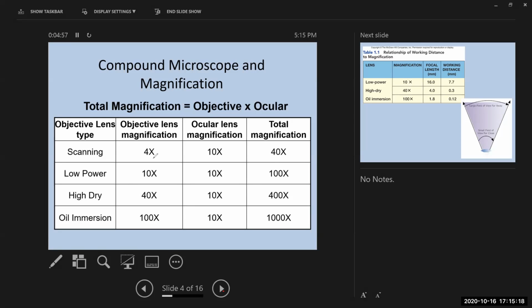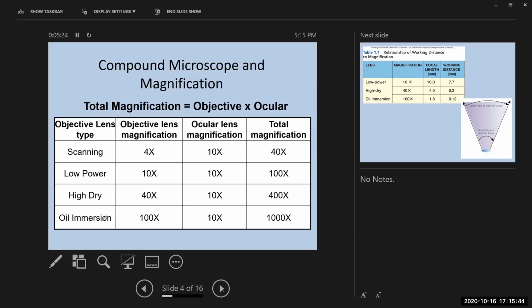And then if we want to go into more detail, we'll go up a stage. We go up gradually rather than going straight to the end. The next step up is usually a 10x lens. So 10x times 10x is obviously 100. And for a lot of the things we're going to be working on, we're not going to go any higher than low power or high power. High power, of course, here you can see is 40x, so that would make a total magnification of 400.